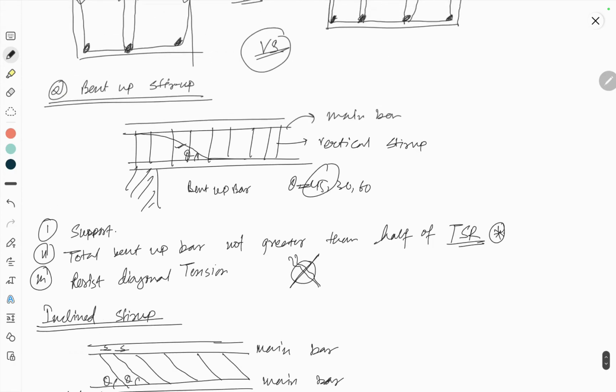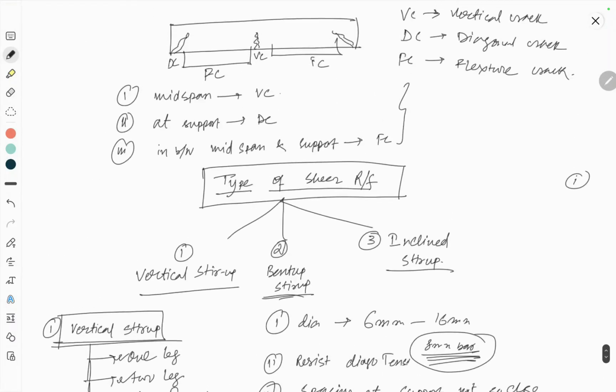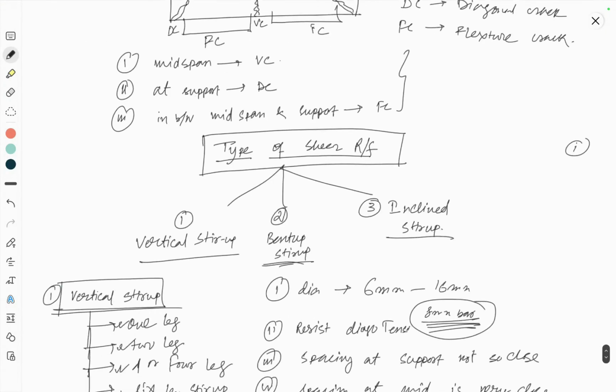So this is the three types of stirrup which I discussed in this whole video.